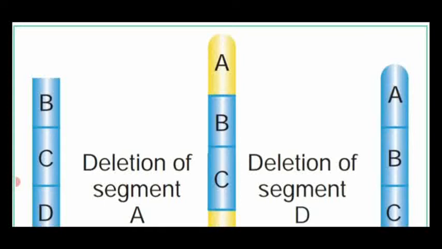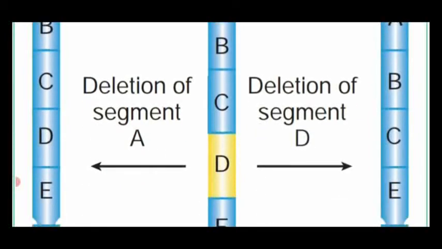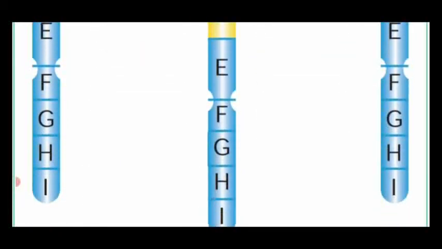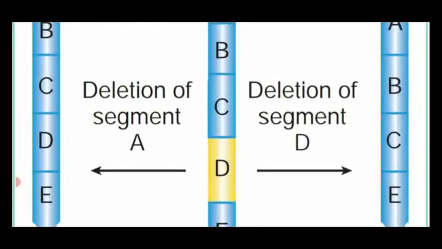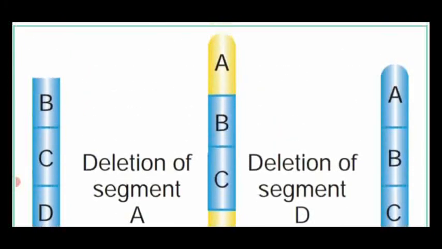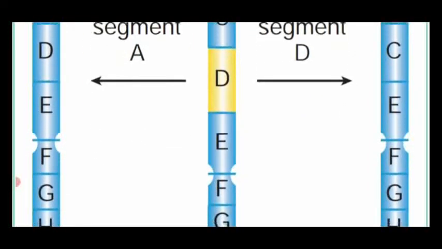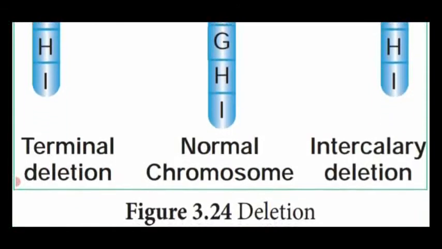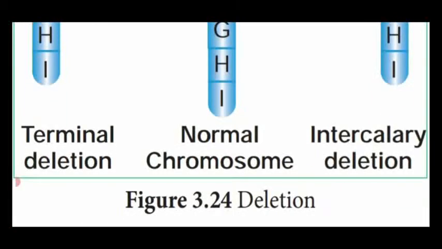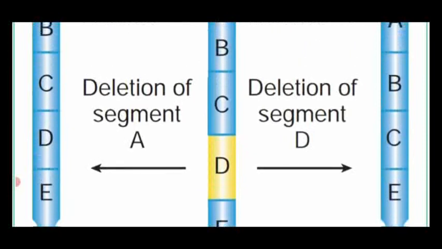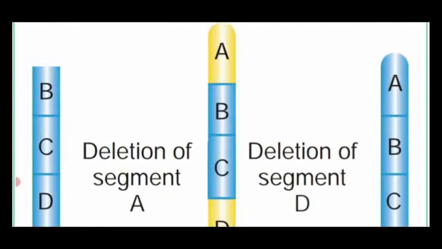Because they have taken two examples of genes. One is A, located at the tip, that is said to be terminal. Then D is the middle one. So they have taken two of them. First, A is deleted, and that type of deletion segment is known as terminal deletion. That means only the tip of the gene segment is deleted.